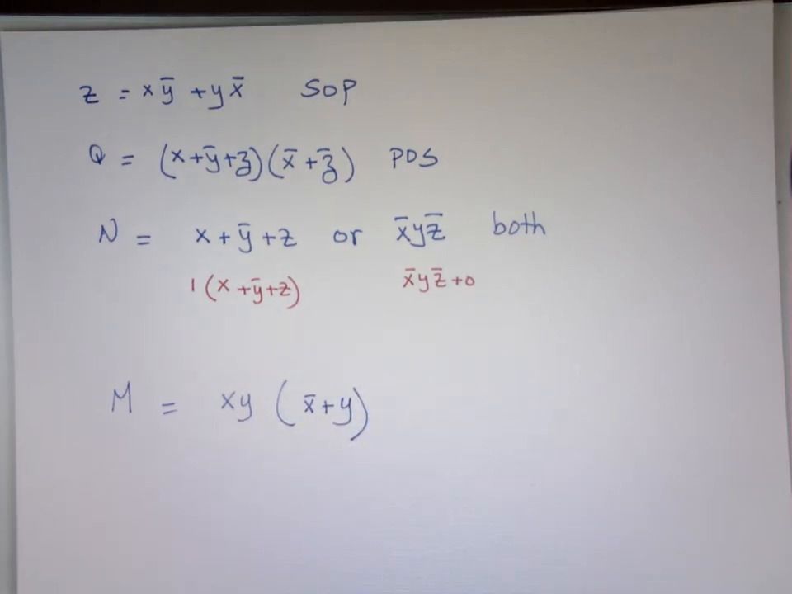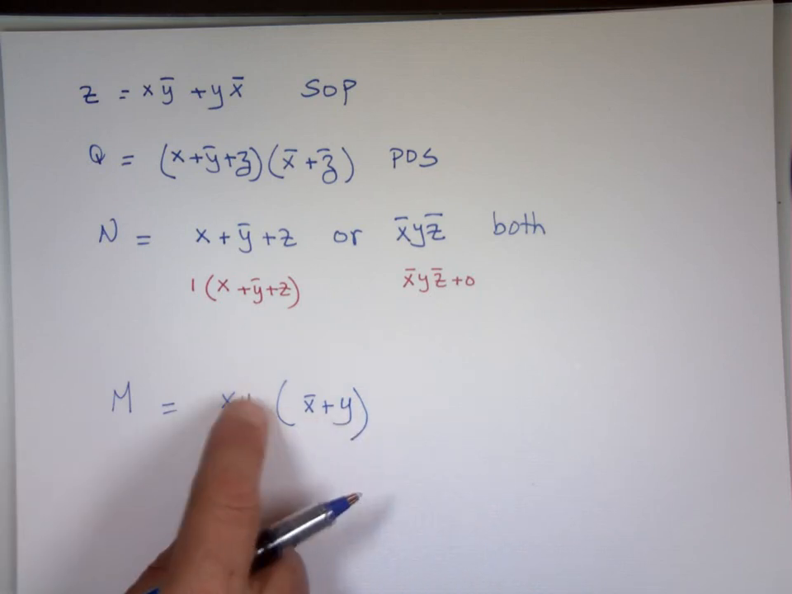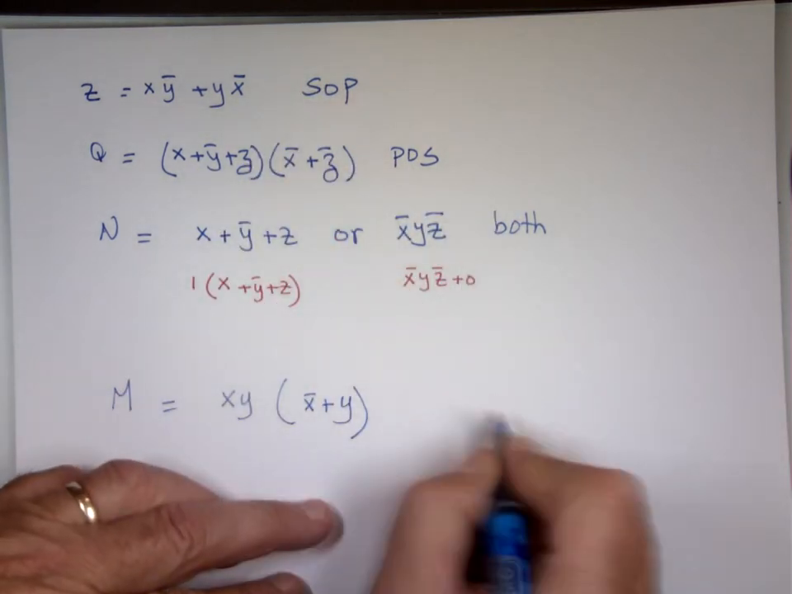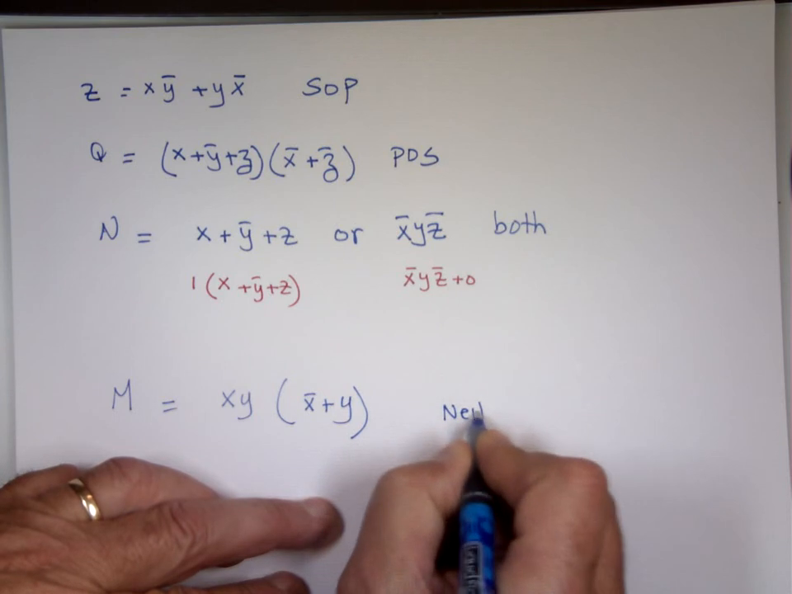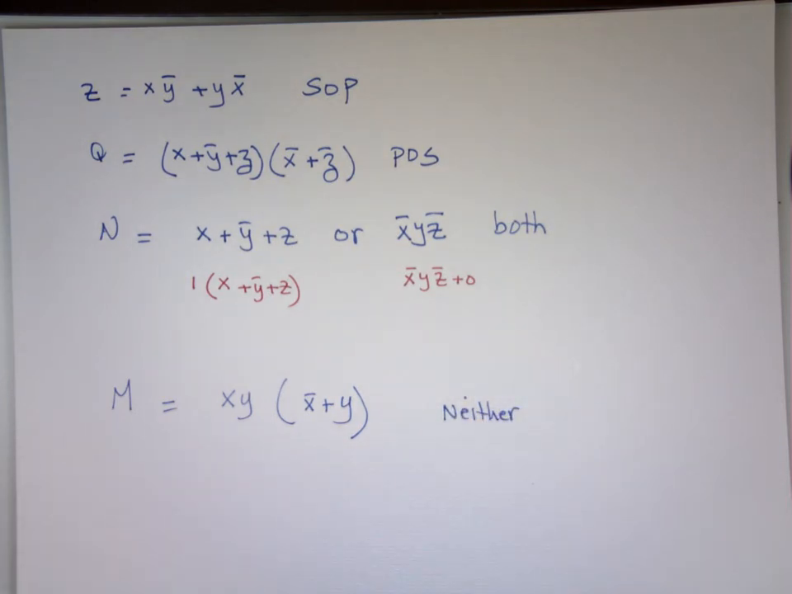If I leave it the way it is, without simplifying it, this is neither. It's not sum of product, because this is sum, but there's multiplication. That's a product here. So it's not sum of product, it's not a product of sum. So this is neither. But notice I can simplify that. I can use Boolean algebra. If I simplify it, I could make it one of these.